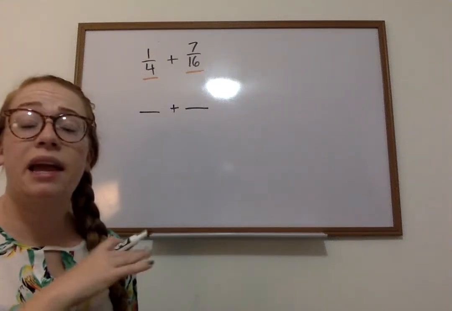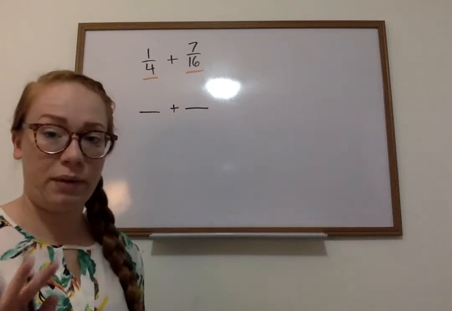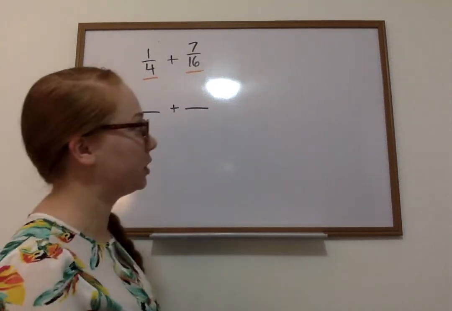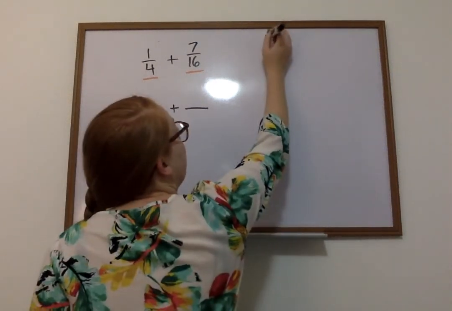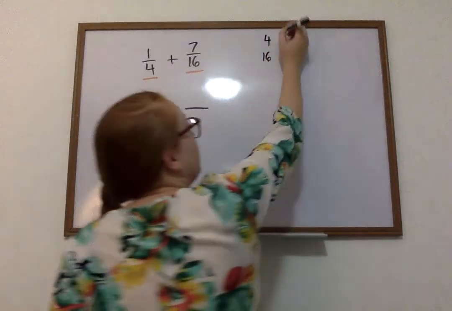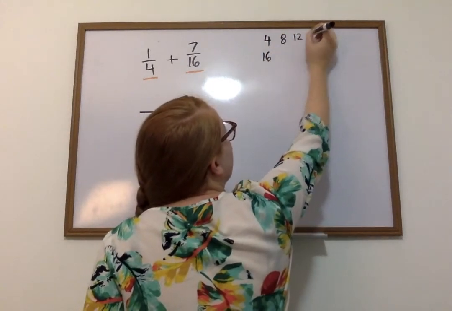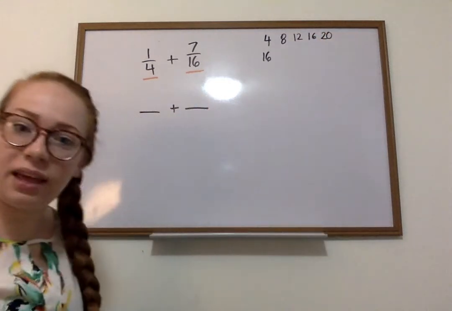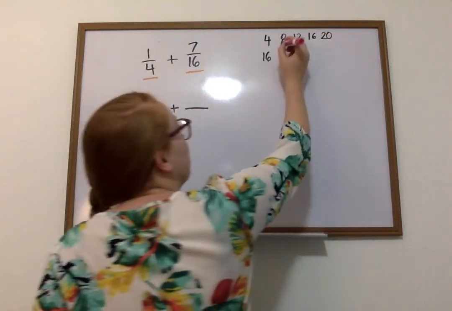Again, let's pretend I have no clue at all what my lowest common denominator would be. That's fine. I don't waste my time thinking too much. I write my 4 and I write my 16, and I'm gonna go ahead and write my multiples out. 4, 8, 12, 16, 20. Did you see that? 16 and 16.